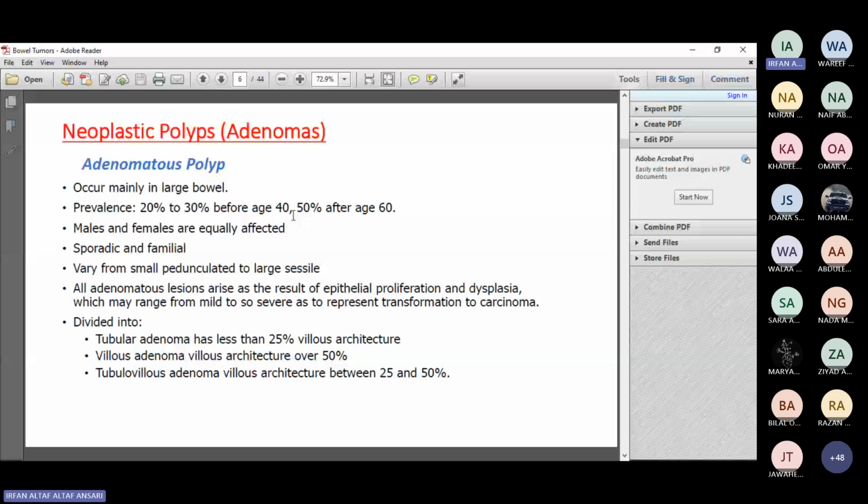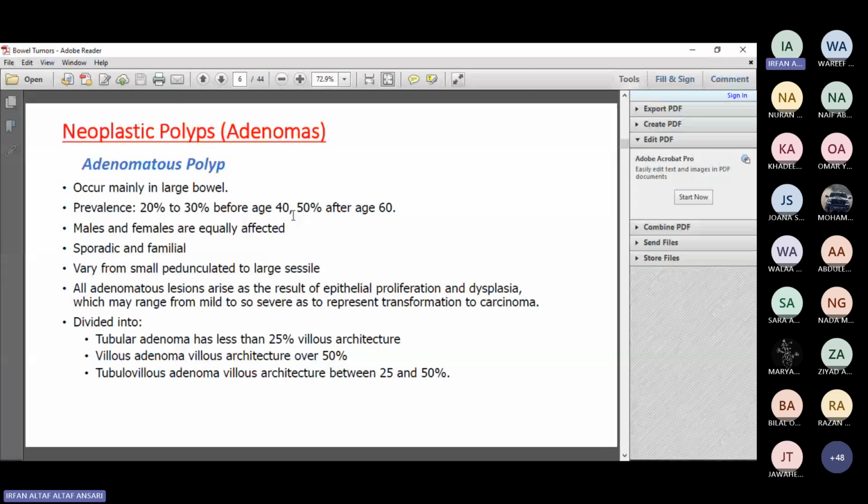Males are more commonly affected than females. Oh, sorry, males and females are equally affected in this. There is no sex predilection over here. They can be seen as sporadic. They can also have a familial presentation. They can be small, large, single, multiple, pedunculated, or sessile.